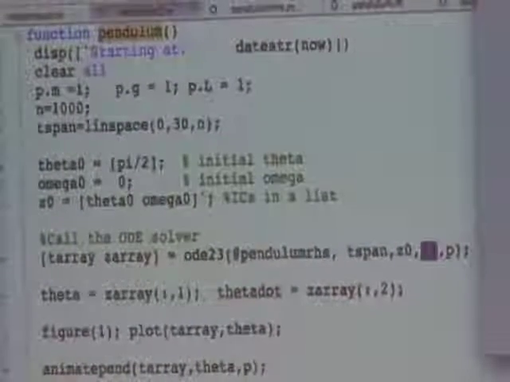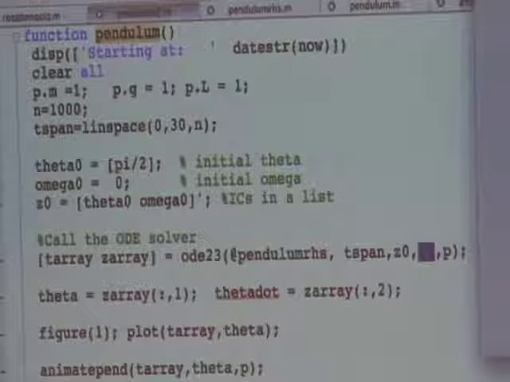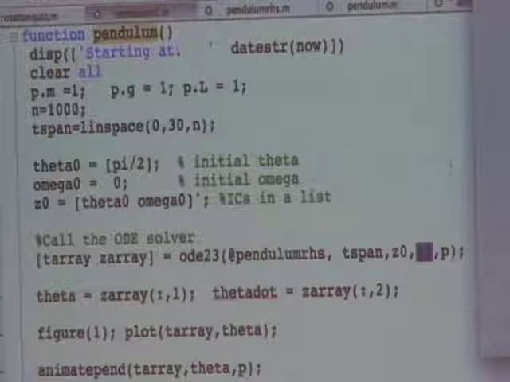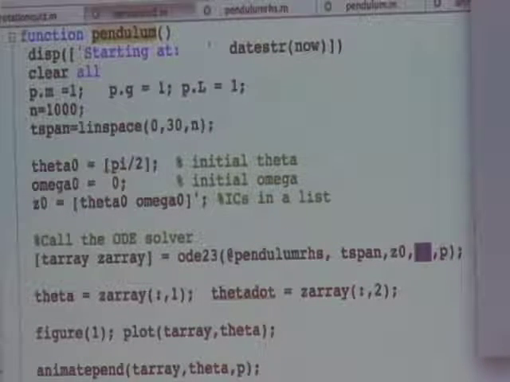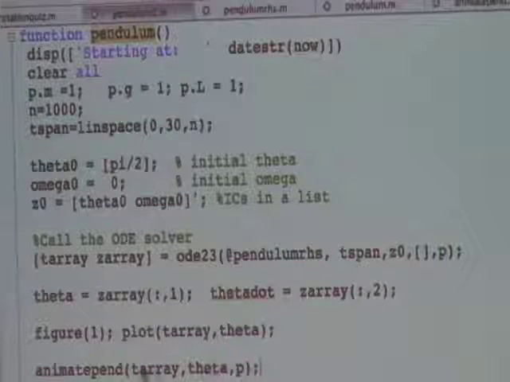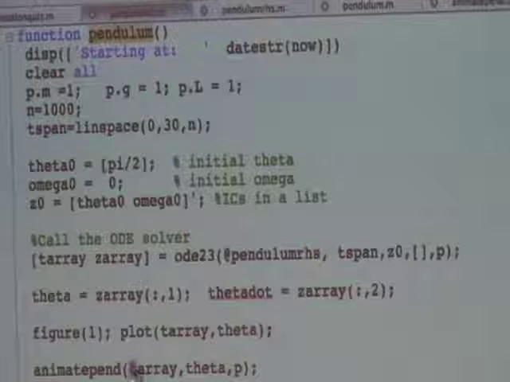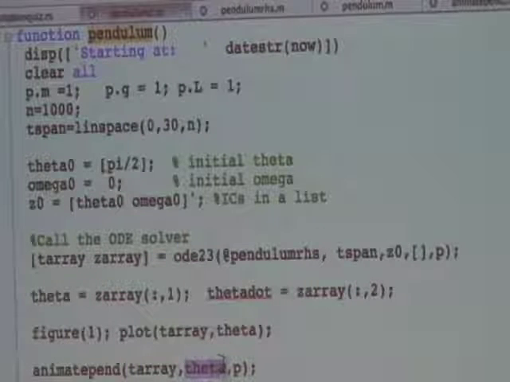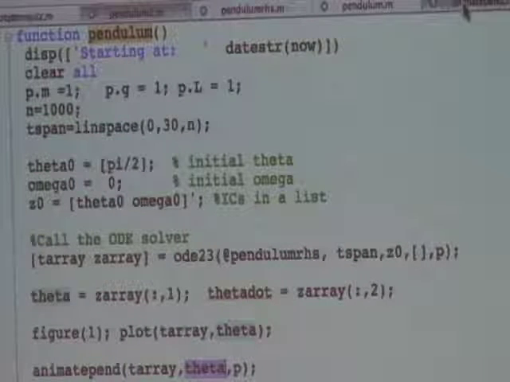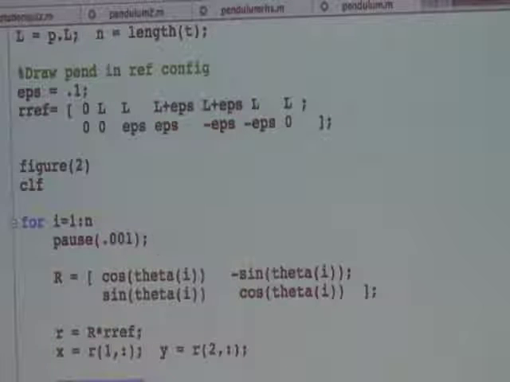Yes? How was the animation passed? I never passed the animation back. What happens is the animation program takes as input the list of times and the list of angles. And then the animation program just runs and it makes a plot.